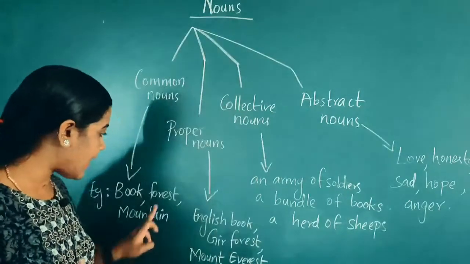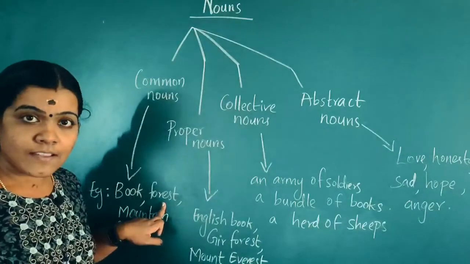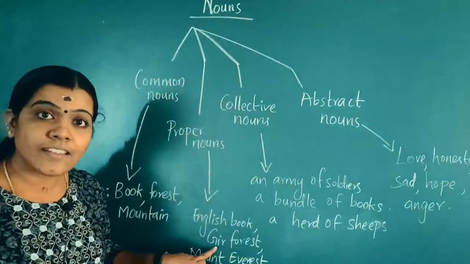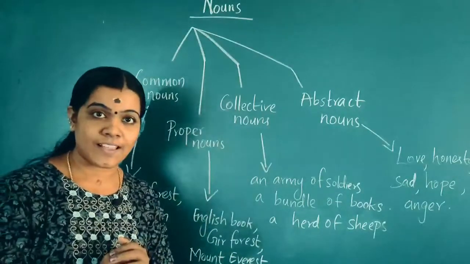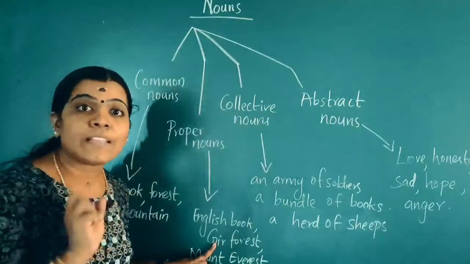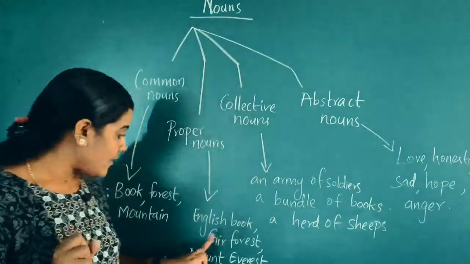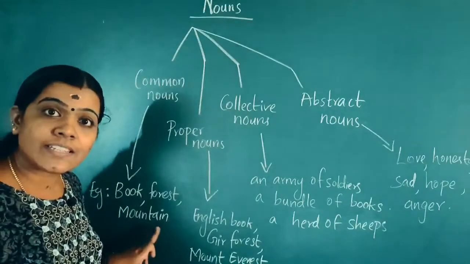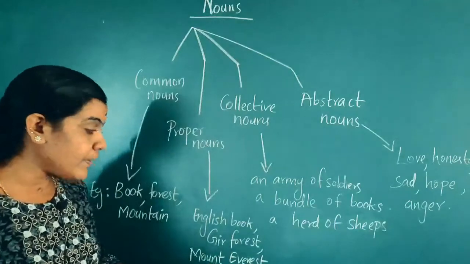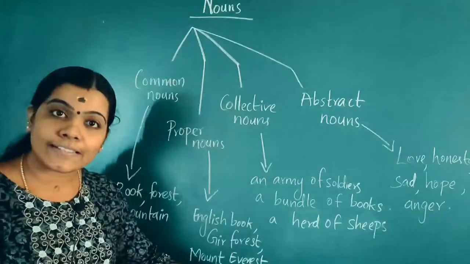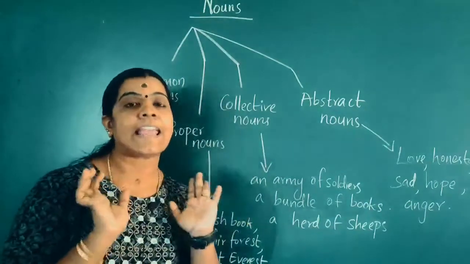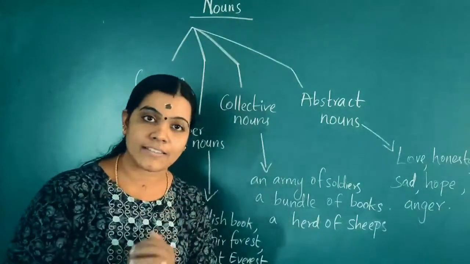And another example, here I have referred forest. I have written here Gir forest. Gir is the name of that forest. So here I am referring to that particular forest named Gir. Then mountain. Here I have written mountain. I am not referring to any mountain. But in proper noun you can see Mount Everest. I am referring to Mount Everest only. Particularly I am saying Mount Everest.